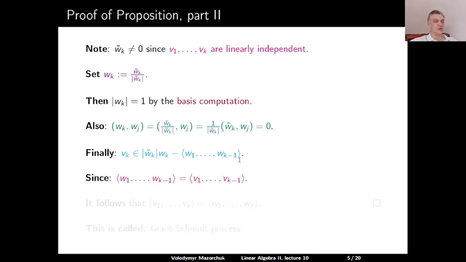And since the linear span of w1 and so on wk minus 1 equals the linear span of v1 and so on vk minus 1, we obtain that the linear span of v1 and so on vk equals the linear span of w1 and so on wk. And this completes the proof of our proposition. And the method, how you construct an orthonormal basis, starting from a linearly independent sequence of vectors, as outlined in this proposition, this is usually called the Gram-Schmidt process.